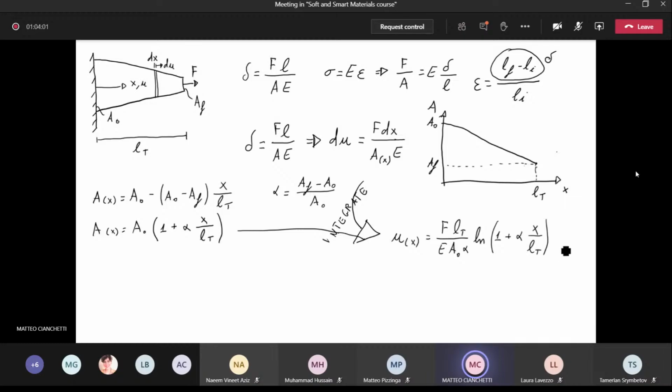So this is the description, the definition of the distribution of the displacement, which depends on x. This is an example of the field problem that I mentioned before. This is the description of a distribution of displacement on a system. Our system, in this case, is the tapered beam, the tapered bar.